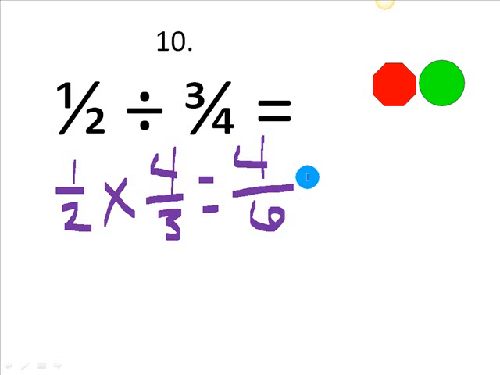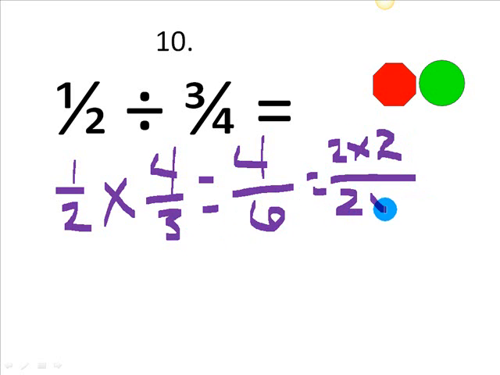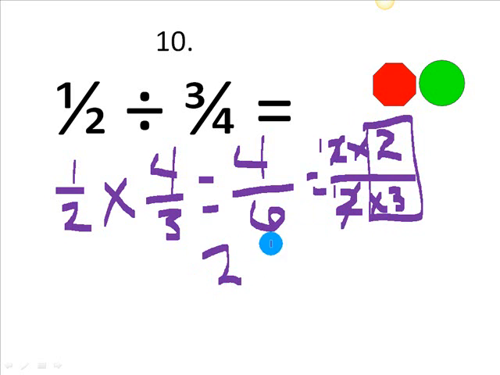I simplify this by simply saying 2 times 2. That's another way of writing 4, as that's my numerator. And 6 is the same thing as 2 times 3. Now I have a 2 in the numerator, and I have a 2 in the denominator, so they cancel each other out and become 1. And I wind up with 2/3 is the correct answer. So 2/3 is the simplified version of the correct answer.